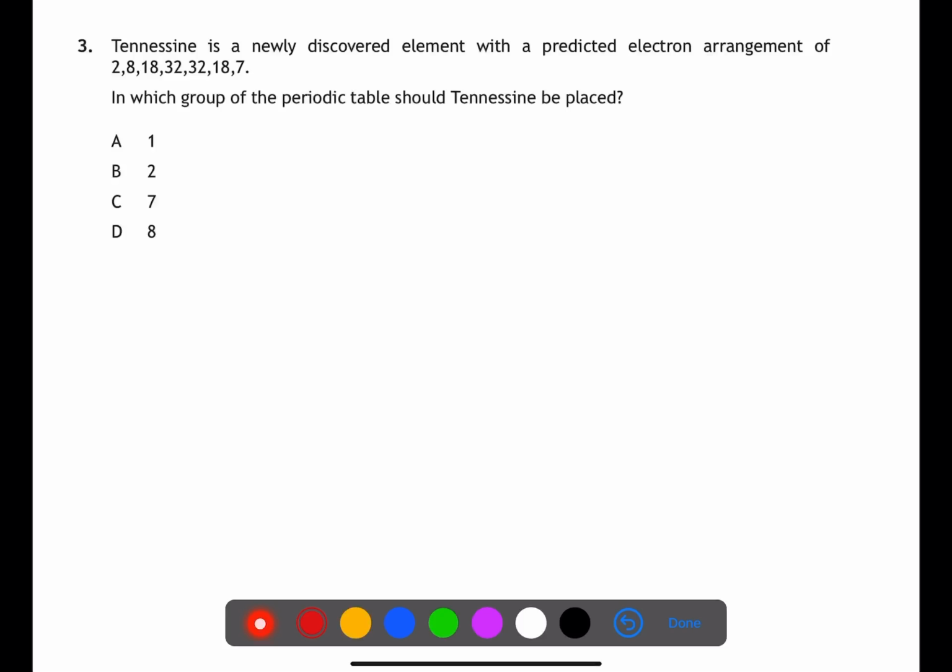For question 3, Tennessine is a newly discovered element with a predicted electron arrangement of 2, 8, 18, 32, 32, 18 and 7. In which group of the periodic table should Tennessine be placed? The final electrons, the outer electrons, are the ones which determine which group an element would go into. We have 7 outer electrons, therefore Tennessine should be in group 7, which is C.